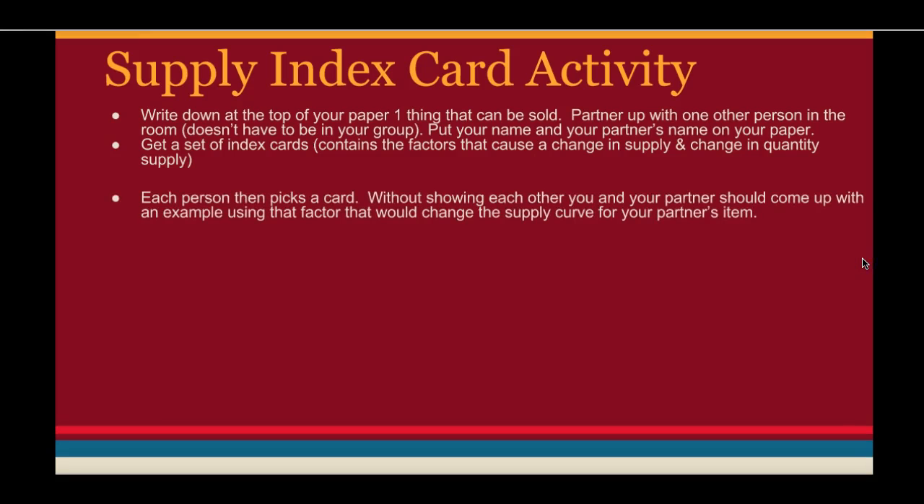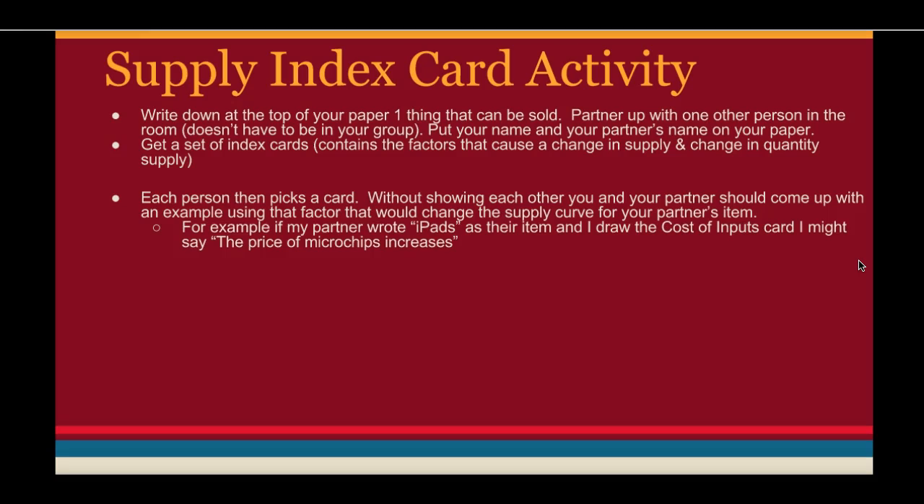So then you are going to have one person pick a card. For example, if I pick a card, I'm not going to show my partner what is on this card, but I'm going to use it as an example for the item on their paper. For example, if my partner had iPads as their item and I drew the card that said cost of inputs, I might tell them the price of microchips increases. They're going to write that on their paper, and then, just like last time, they're going to have to figure out what factor it is, so what's on that card, without me telling them. So they're going to figure out, oh, it's cost of inputs.